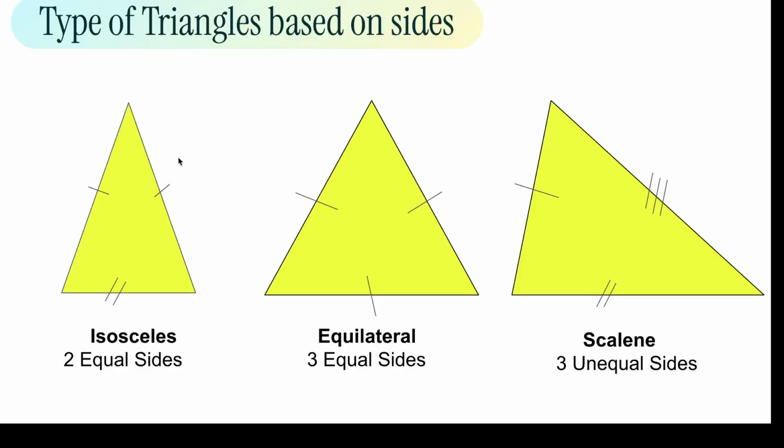Here is an example of an isosceles triangle. These two sides are equal. In equilateral triangles, the three sides are equal. In scalene triangles, the three sides have different sizes.